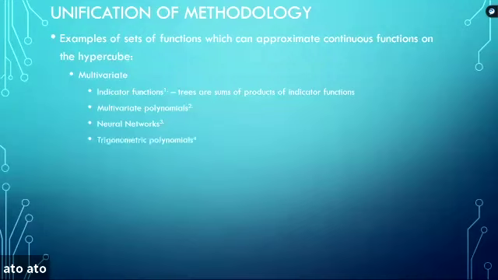Trigonometric polynomials, for our good friends in electrical engineering, let's not leave them out, univariate or multivariate, can also approximate continuous functions on the hypercube. And in a univariate sense, piecewise linear functions can approximate continuous functions on the hypercube. I think this result holds in a multivariate sense. I have not seen a proof for it.